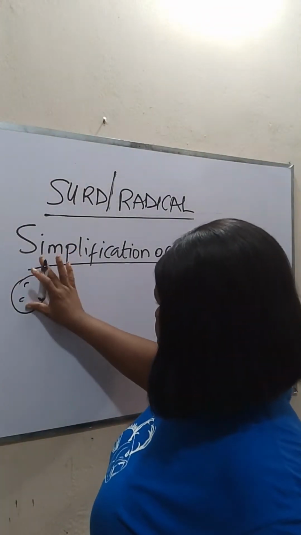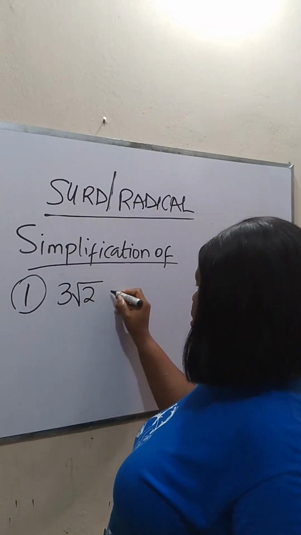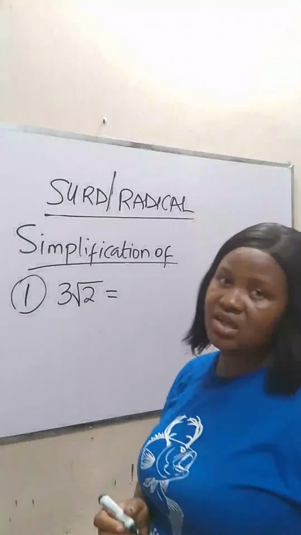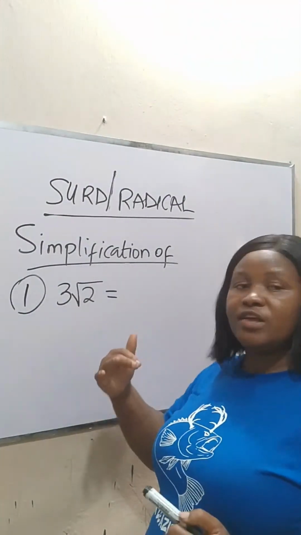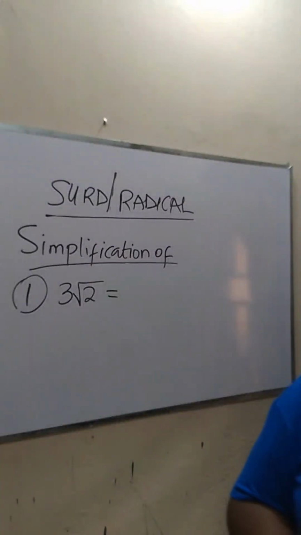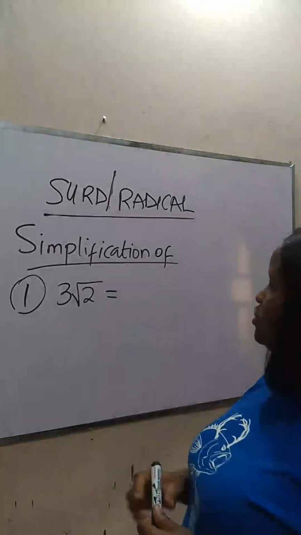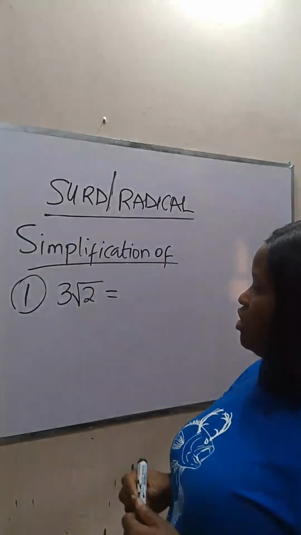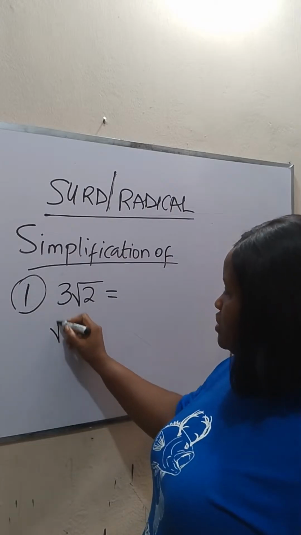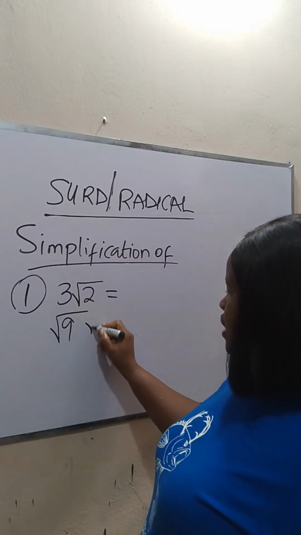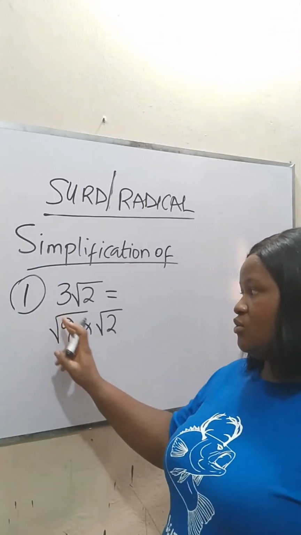We are giving example 1. We are given 3 root 2, and we are asked to simplify it. Now this radical is in a simpler form. So we are going to make it a single radical. Put it together so it becomes one radical. How do we do that? Whenever you have something like this, all you need to do is square this 3 and put it in the bracket. That is 3 squared, which is 9, times root 2. You see?